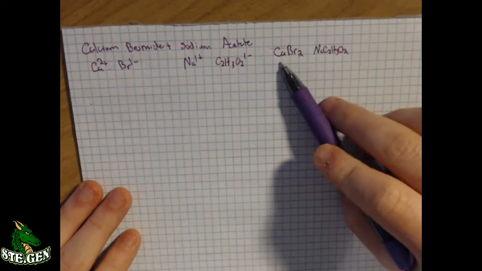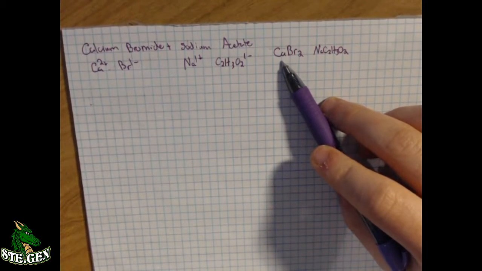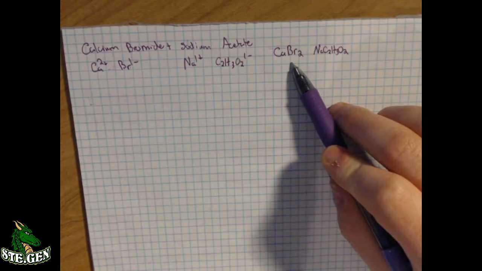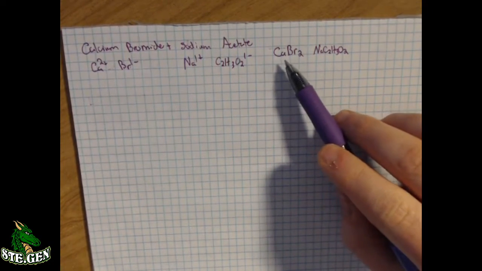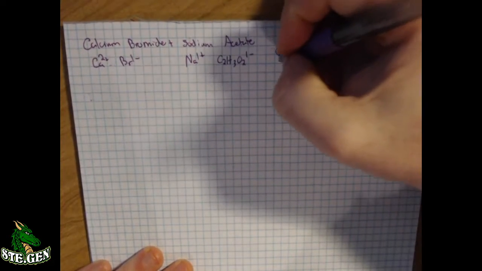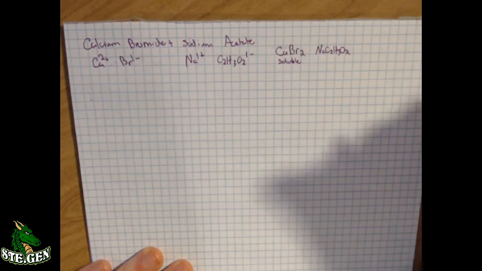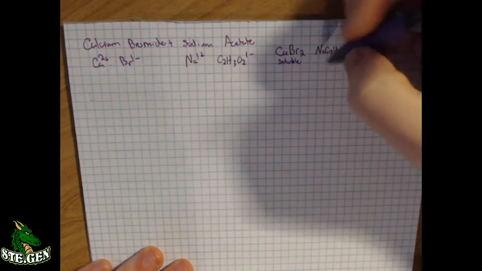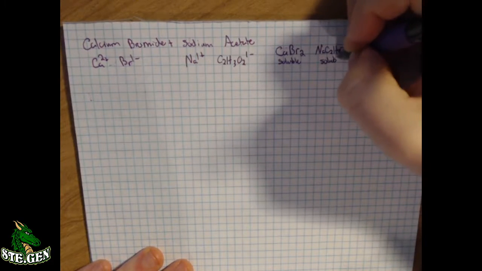All right. Does this contain a group 1 cation or ammonium? Nope. Does it contain an acetate or nitrate? Nope. Does it contain a halogen? Yes. Does it also contain silver, lead, or mercury? No. So it contains a halogen, but not one of the exceptions. That means this is soluble. Does this contain a group 1 cation or ammonium? Yep. Sodium is group 1, so this is going to be soluble.